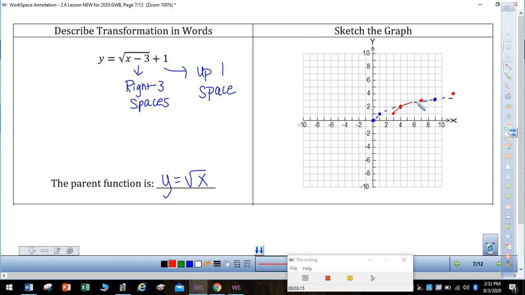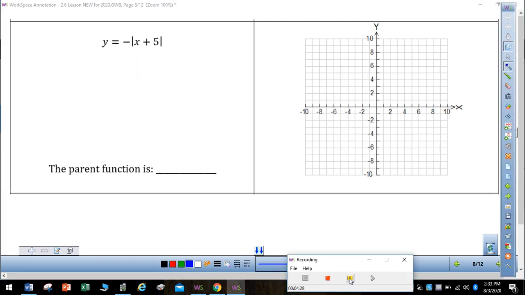And then with my new color, I'm going to go ahead and connect those with a solid line. And there's the new graph.